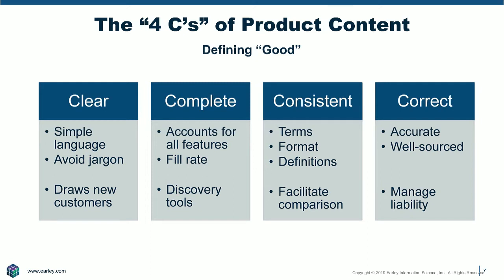To be clear, it just has to be really simple. Don't use a lot of industry jargon. If you're approachable and simple, that helps you draw new customers. It has to be complete. If you don't have in your system all of the things that customers care about to make decisions, they're going to make bad decisions. The terminology should be consistent. You should use the same format, the same language whenever possible in order to facilitate comparison between and across product lines. And obviously, it has to be correct. If you're showing product information that isn't correct, then we in B2B in particular run into issues of liability, and nobody wants to deal with that.